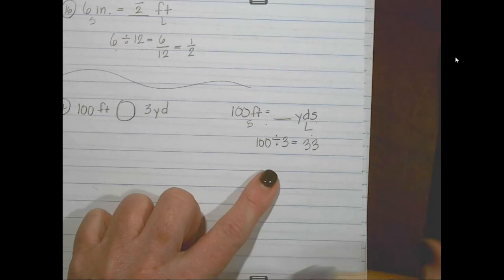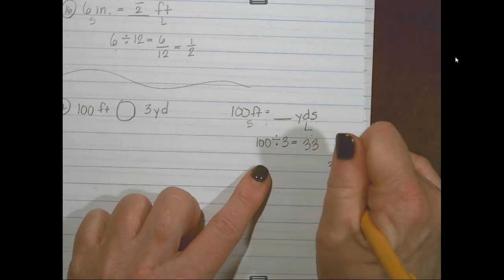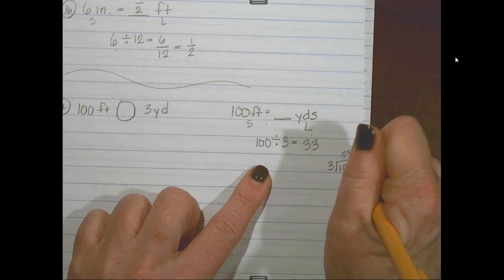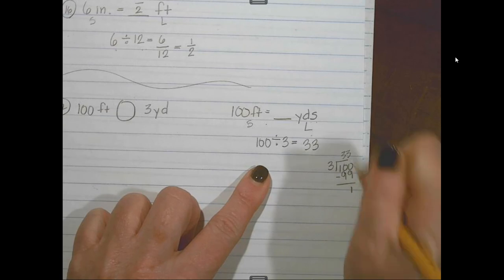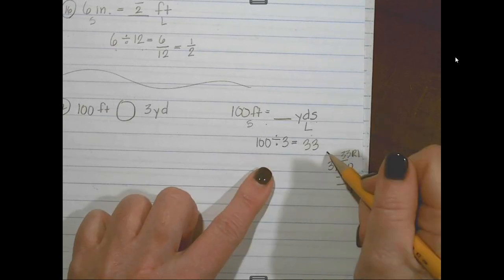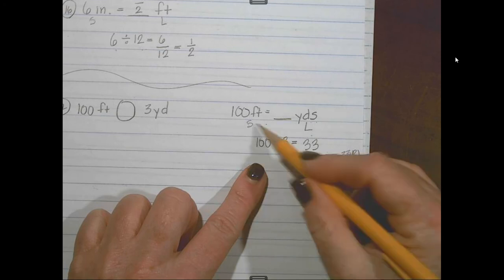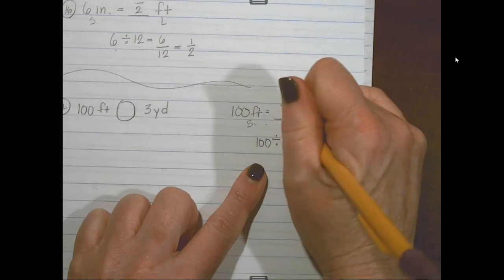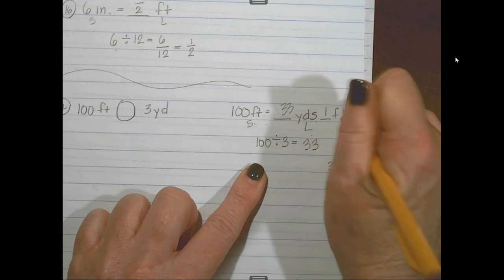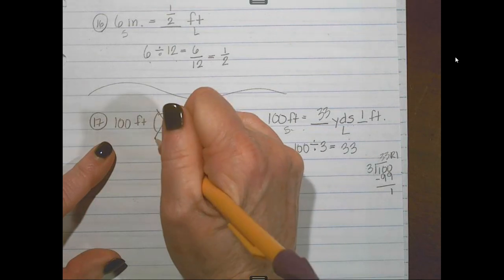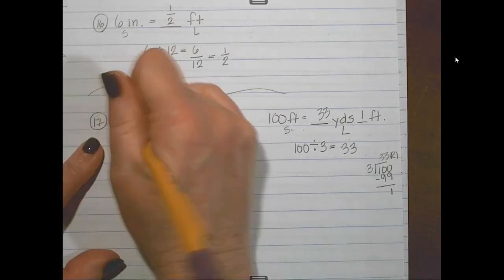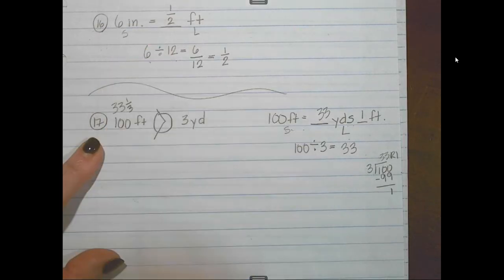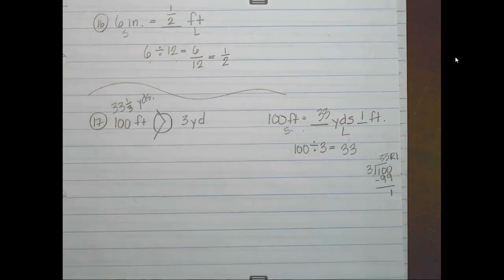So I can go ahead and say 3 goes into 100 33 times. 33 times 3 is 99. So I have 1 left over, right? So really, 100 feet equals 33 yards and 1 foot. So what that tells me is that 100 feet is a little bit longer, because it's really 33 and 1/3 yards, right? So it's 1/3 of a yard longer.